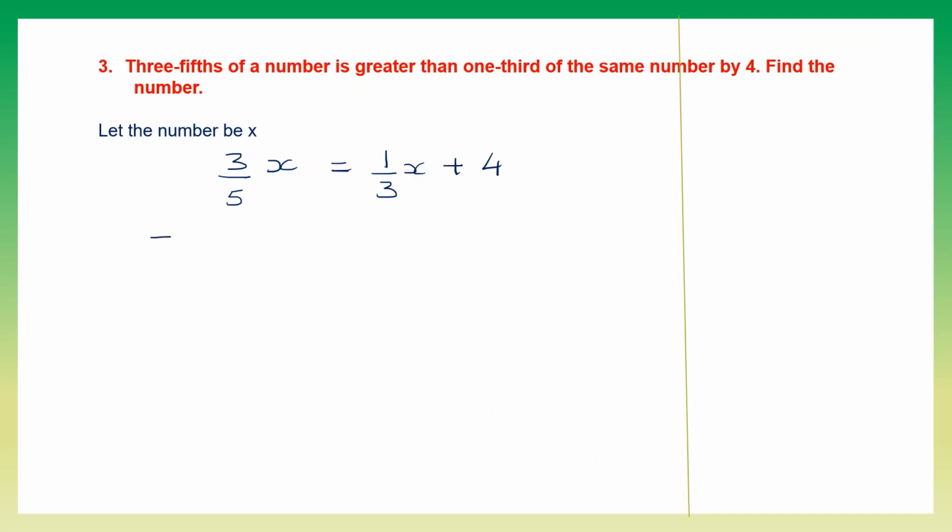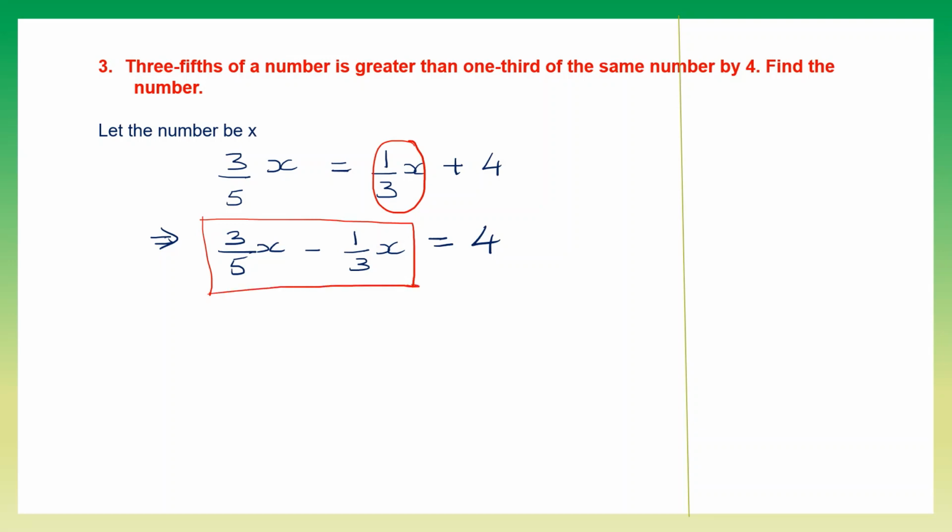So let's begin now. Now 3 by 5x is on the left hand side. On the right hand side we have 1 by 3x. So let's get it both together to one side. So 3 by 5x, and I'm going to transpose 1 by 3x from the right hand side to the left, it's going to become minus. So this is minus 1 by 3x. And together it will be equal to 4. So now let's work out what is given here on the left hand side. 3 by 5x minus 1 by 3x.